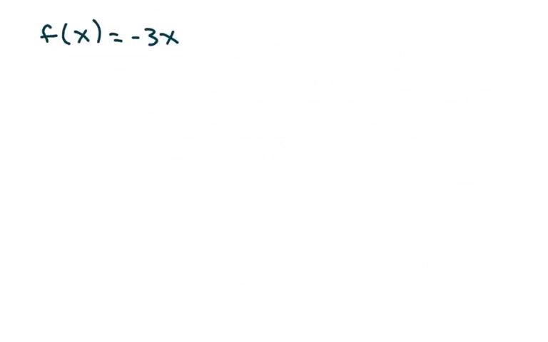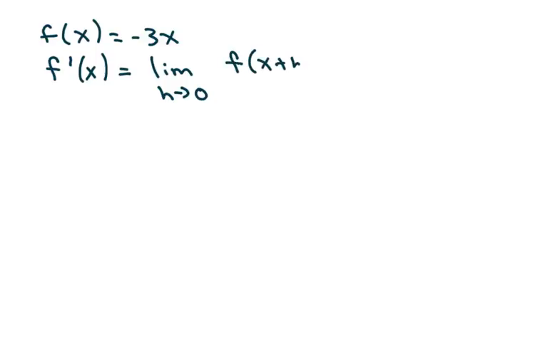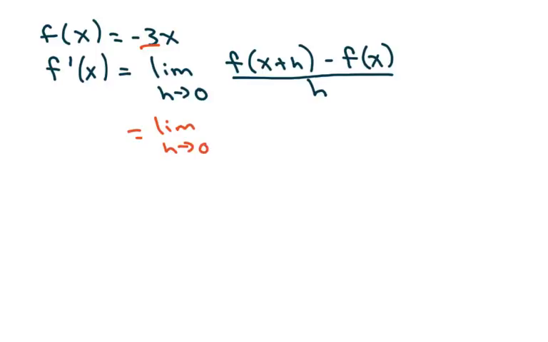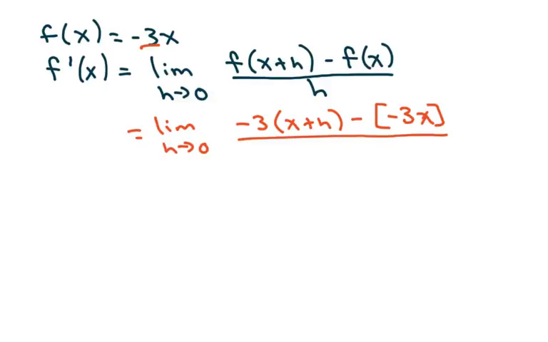Okay? The next one we have is negative 3x. So the derivative of f is the limit as h tends to 0, gets smaller and smaller, of f of x plus h minus f of x over h. So we're going to take this, that's my f, and you have to keep writing this limit thing. The limit as h tends to 0 of negative 3, and you input x plus h, minus your whole function, which is negative 3 of x, all over h.